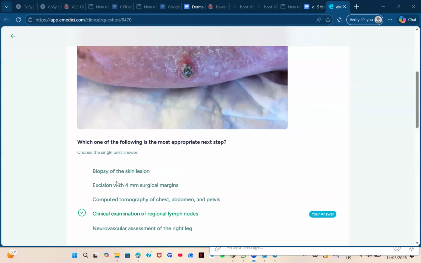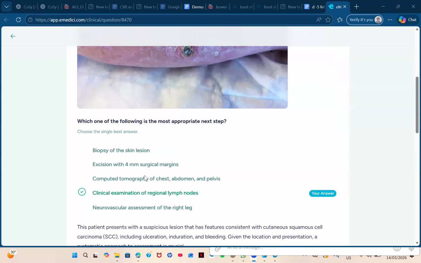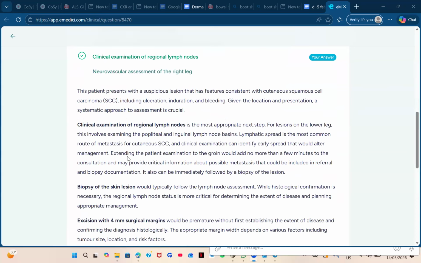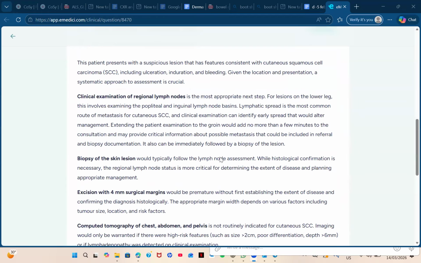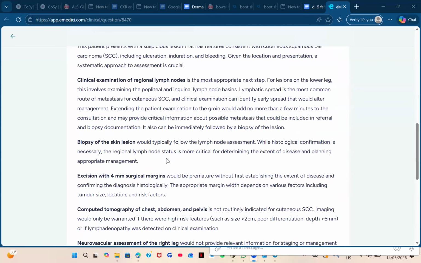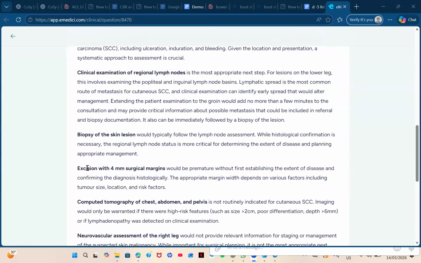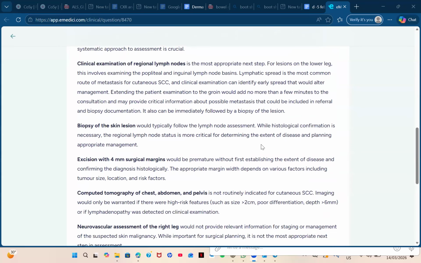So here the answer is A. Why not biopsy of the skin lesion? Here, biopsy of the skin lesion would typically follow a lymph node assessment, while histological confirmation is necessary. The regional lymph node status is more critical for determining the extent of disease and planning the appropriate management.